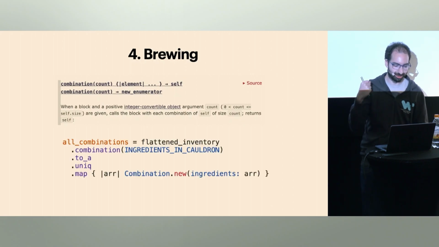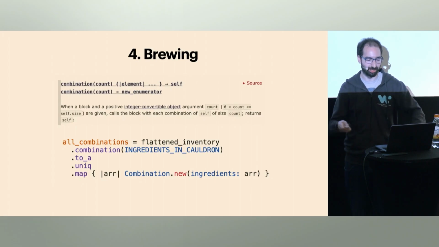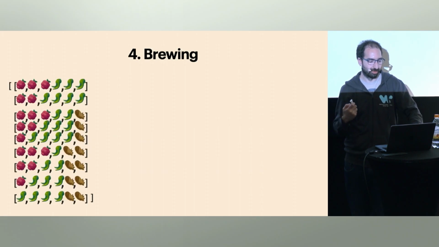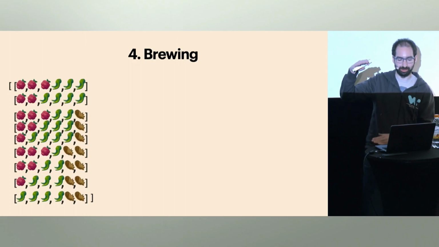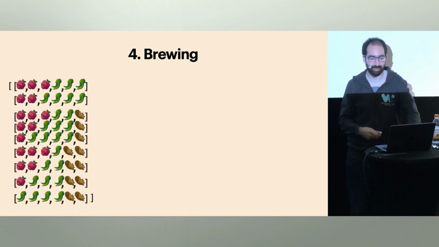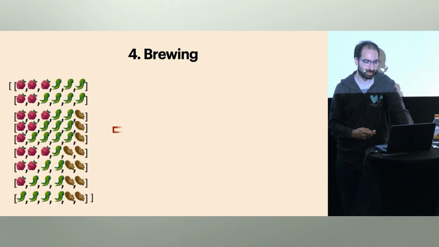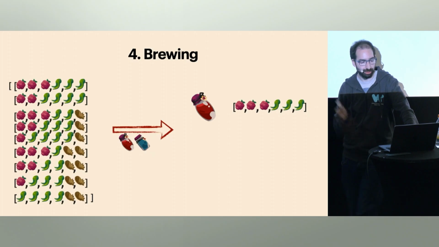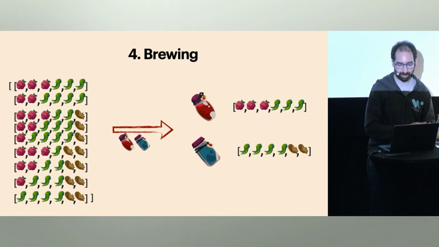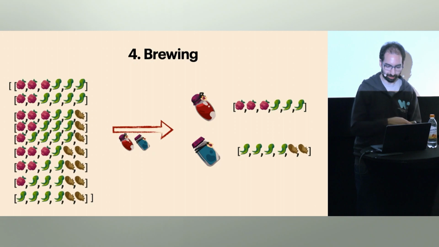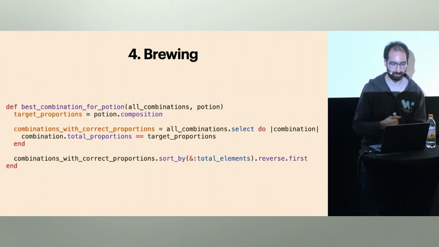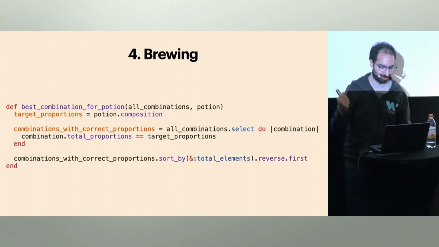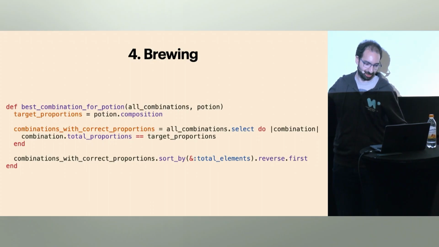So this looks like you take the inventory and call combination with the number, and then you transform it into the objects. Then, once we have all the possible combinations, we look for the ones that satisfy the proportions to make a potion. So we filter it, and we get that you can make a health potion with these 3, and we can make a mana potion with this combination. And this is done like this. It's the least readable code I have here. But yeah, you can do that.